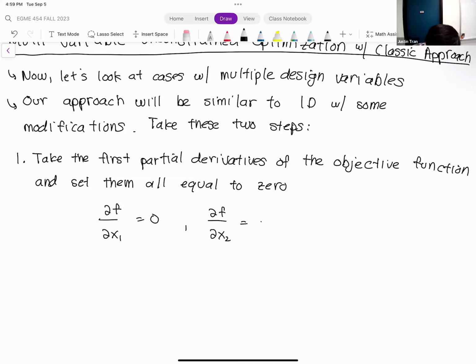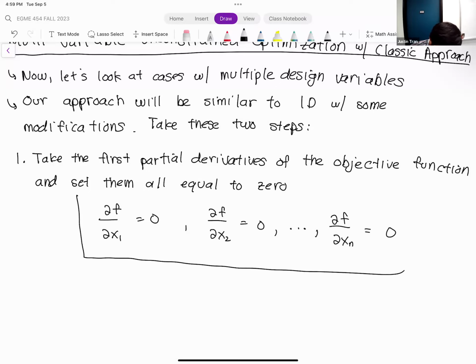Partial f, partial x2 is equal to 0. And this is going to continue until you run out of design variables. So it's going to go all the way to partial f, partial xn is equal to 0. As a reminder, I use little n. I'm going to use this symbol throughout the entire class. N denotes the number of design variables that we have.